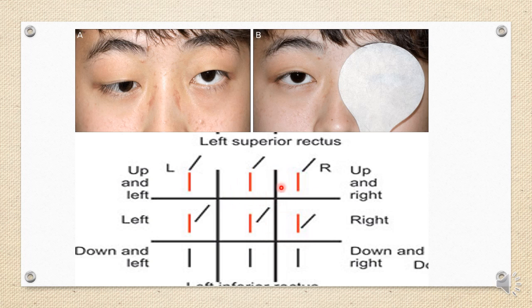The more deviation is seen in up gaze compared to down gaze, because here the patient is unable to lift his eye up when compared to the other eye. So there is more deviation in the up gaze, and in down gaze there is almost single vision because the other muscles are still functioning.